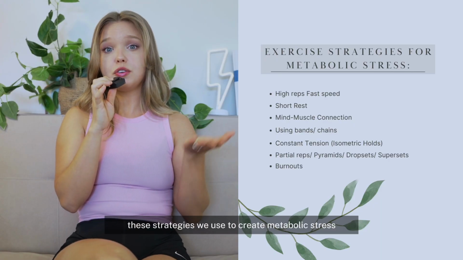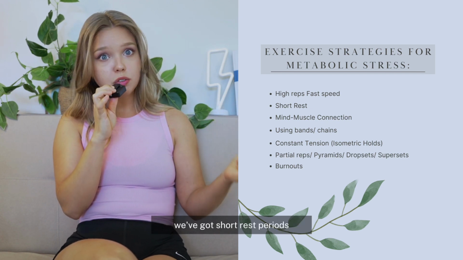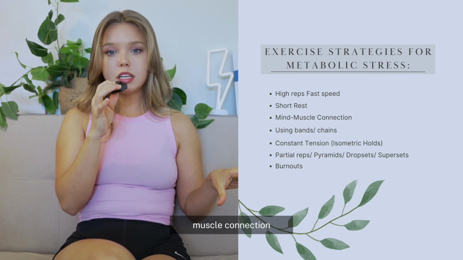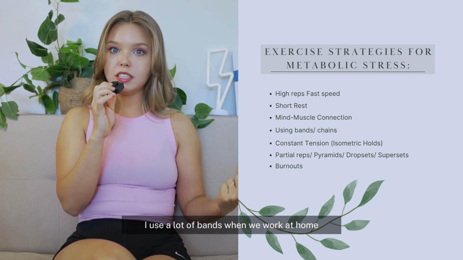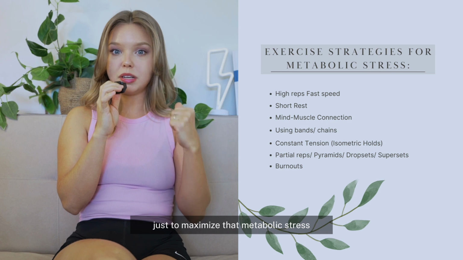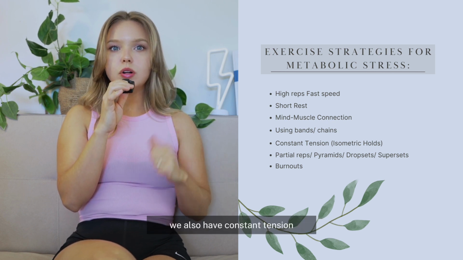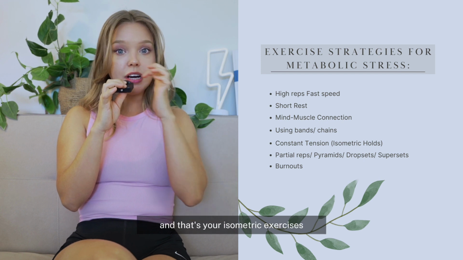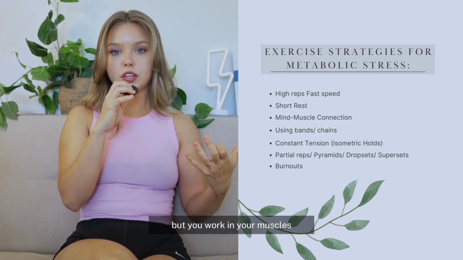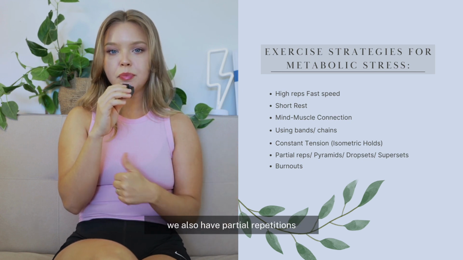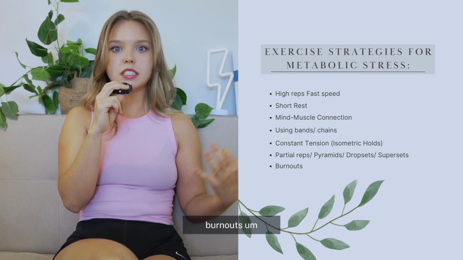Strategies we use to create metabolic stress. We've got high repetitions, fast speed. We've got short rest periods. We've got mind-muscle connection. We also can use bands and chains. I use a lot of bands when we work at home just to maximize that metabolic stress, to create that pump and burn. We also have constant tension. That's your isometric exercises. So isometric is when you don't move, but you work your muscles. So think about planks. We also have partial repetitions. We have pyramids, drop sets, supersets, burnouts.